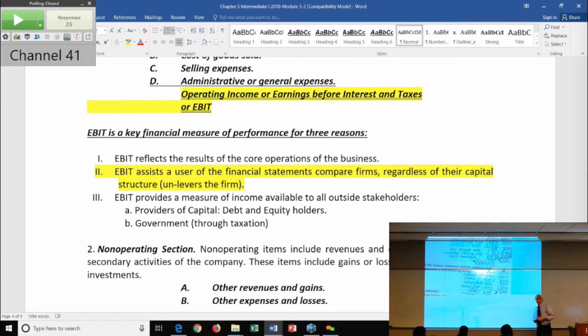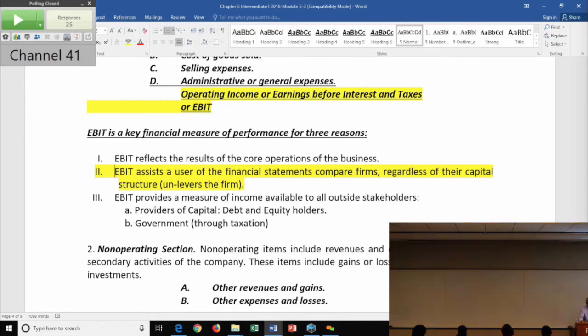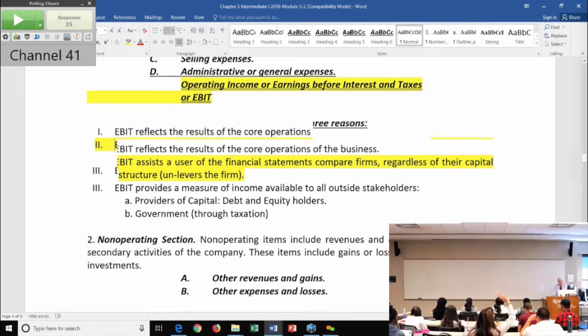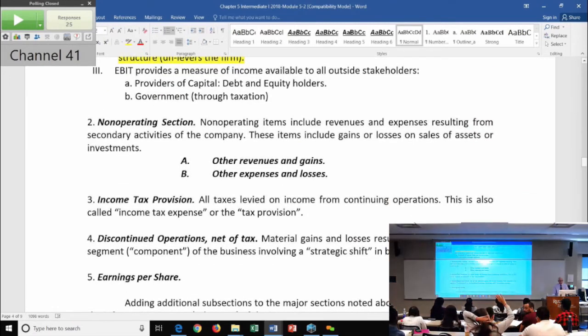If I was buying this company, maybe paying off debt might be part of the deal. Maybe I'm going to eliminate the debt completely. So I want to see how much you're going to generate in terms of the company's value. All right, so that's the importance of earnings before interest and taxes. Now, if you put this together properly, you'll also have a non-operating section.